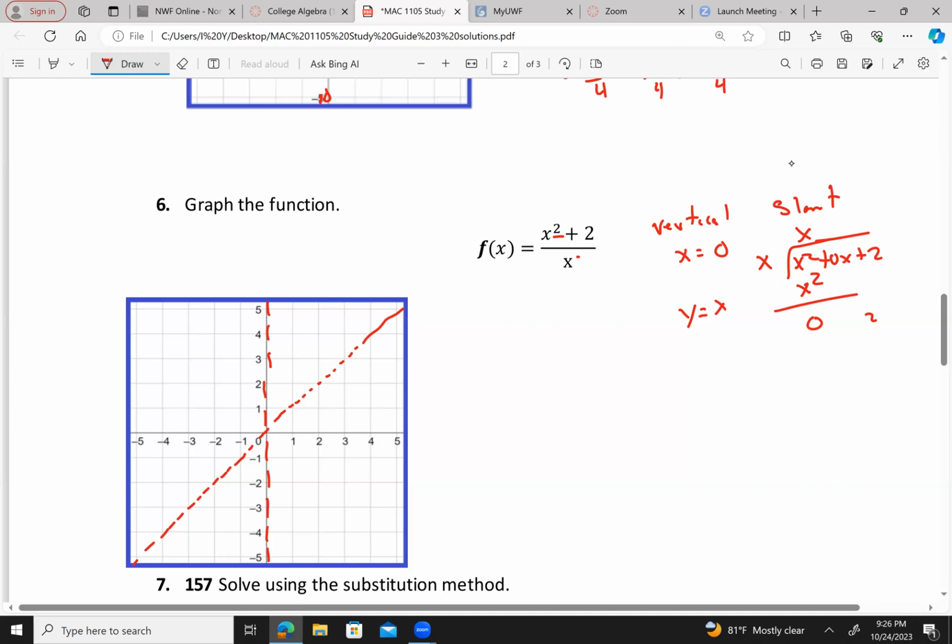So we can plot some points. What happens when we have f of 1? I get 1 plus 2 over 1, which is 3. What about f of negative 1? Well, that's 1 plus 2 over negative 1, which is negative 3. So it looks like we have some symmetry.